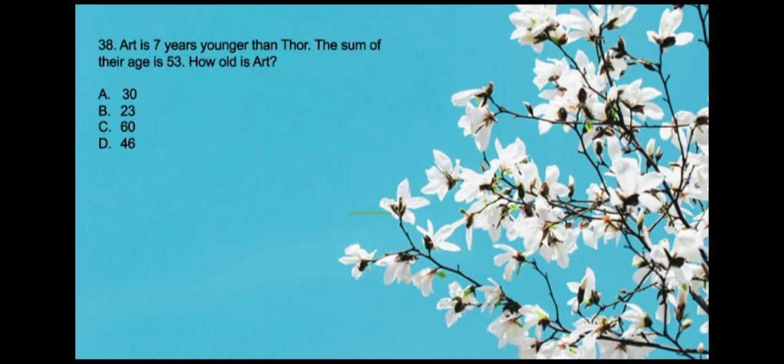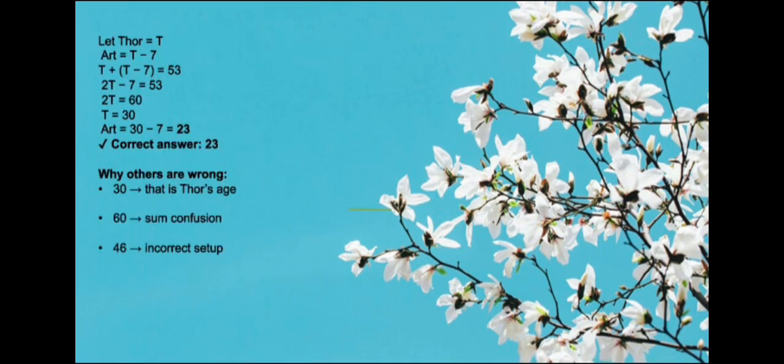How old is Art? A 30, B 23, C 60, D 46. So let Thor equals T, and then Art equals T minus 7. So T plus the quantity T minus 7 equals 53. Then 2T minus 7 equals 53. And then next is 2T equals 60, and then T is 30. And then Art equals 30 minus 7 equals 23. So the answer for this is 23.